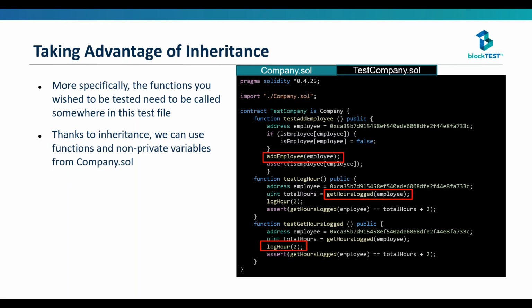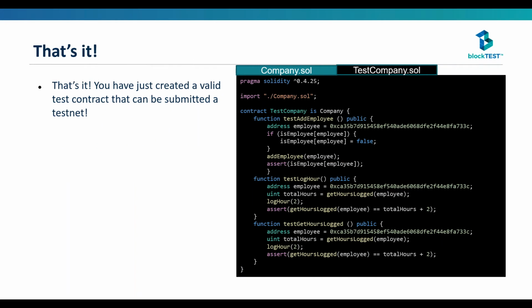And as you can see here in the red squares, we called addEmployee, getHoursLog, and logHours somewhere in each function. And yeah, basically that's it. This is a really simple and valid test contract that can be submitted to a testnet.